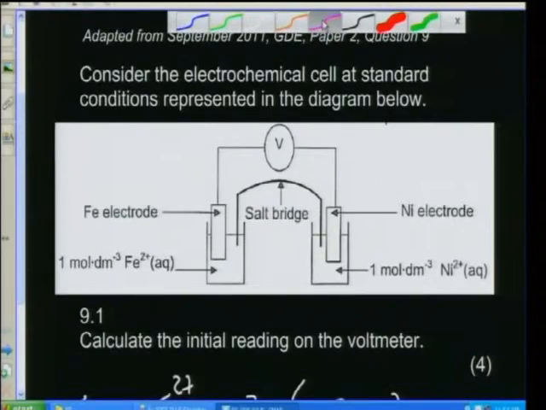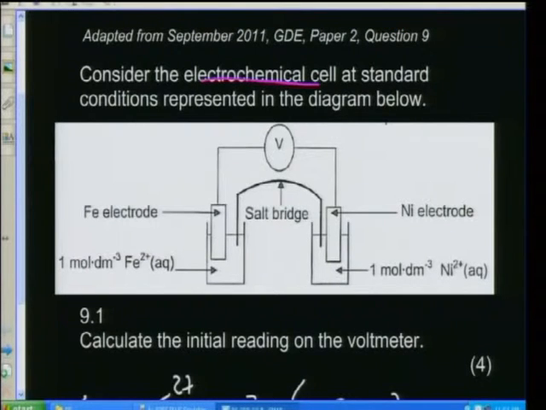Right, guys, time has really flown, but we've got one last question. Let's look at the GDE paper, question number 9, which was on electrochemical cells. Now, you are definitely going to get a question on either an electrochemical or an electrolytic cell, so you need to remember this. Standard conditions are 25 degrees Celsius, and in this case there are no gases, but the concentration must be 1 mole per decimeter cubed. So please remember those standard conditions.